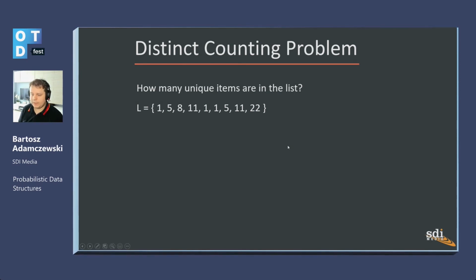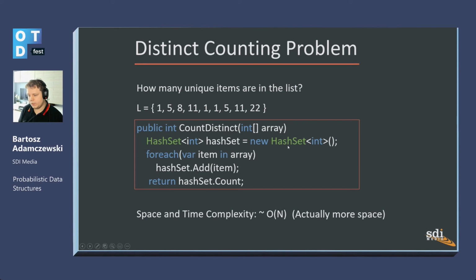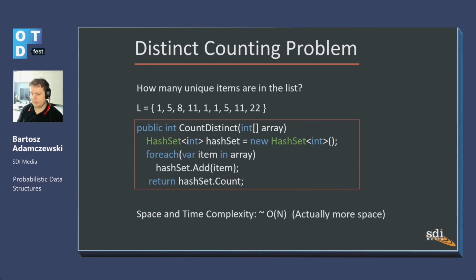So we can write a count distinct function where we're going to use a hash set, and we're going to use our hash set to get the counts, and that's going to be the unique count. So again, space and time complexity is O(n). Actually, space complexity is much bigger than O(n), but that's good.